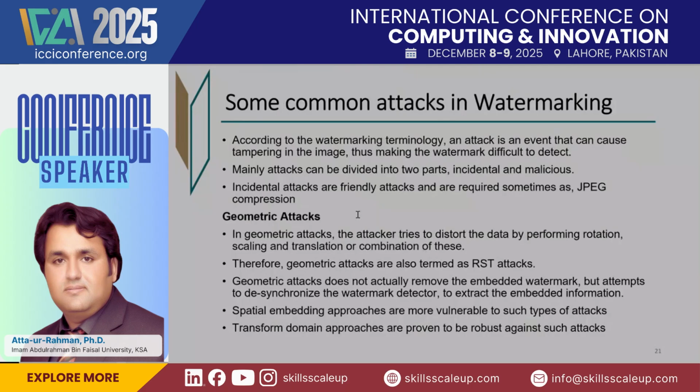Quickly, we'll go through some common attacks in the watermarking system. In this terminology, an attack is an event that can cause tampering in the image, thus making the watermark difficult to detect. So mainly attacks can be divided into two parts: incidental or malicious. Incidental attacks are friendly attacks and are required sometimes, such as JPEG compression, for instance. In terms of geometric attacks, the attacker tries to distort the data by performing rotation, scaling, and translation. These are the three basic geometric attacks, or it could be a combination of any two or three. Therefore, geometric attacks are also termed RST attacks.